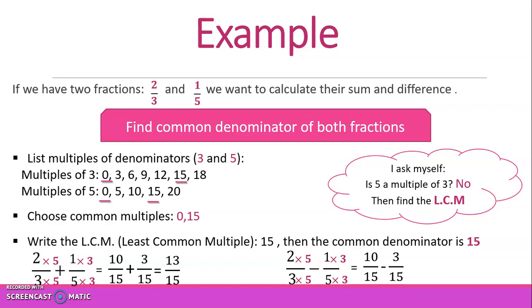Now the two fractions are over 15, which means they have the same denominator. I keep the 15 as it is in the answer and only subtract 10 minus 3. It's equal to 7.